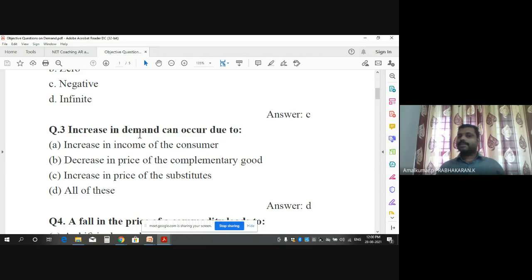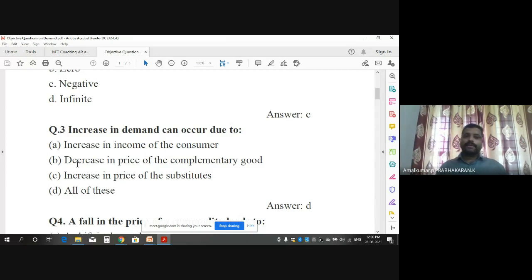Once again, an increase in demand can occur when the demand for a particular product increases due to an increase in the income of the consumer. If a particular consumer's income is increasing, he directly increases his demand.